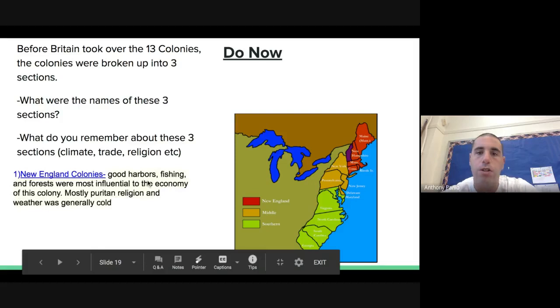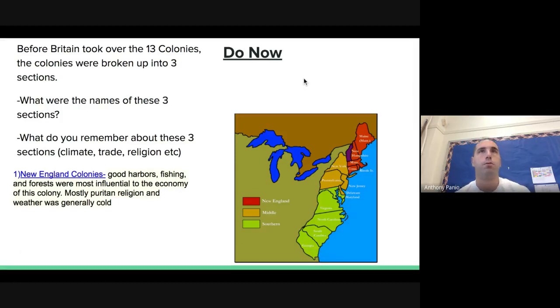All right, so first, the New England colonies. We should remember some of this from geography. They have good harbors. They have a lot of trees up in the New England colonies, and they have a lot of fishing. If you've ever gone up to Massachusetts or up north to the New England area now, they have a lot of lobster rolls, a lot of baked clams, a lot of fish that you can eat. New England clam chowder is a fishy type of soup that's obviously found in this region. So that was what they were known for.